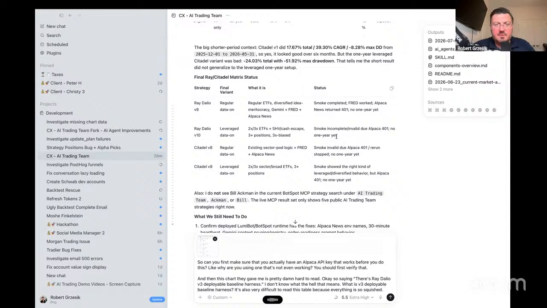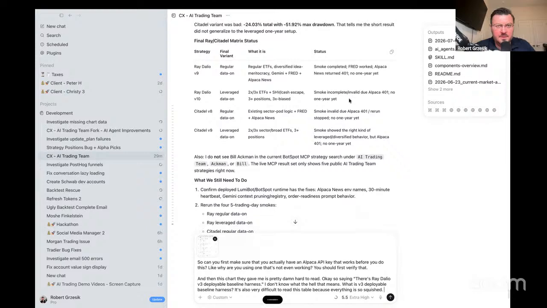And then here we have the big short period context. Citadel V1 did 17% total. Yeah, but that's over a very short time period. We only care about 1 year or more. I don't care if it was 6 months. 6 months is not a real test.